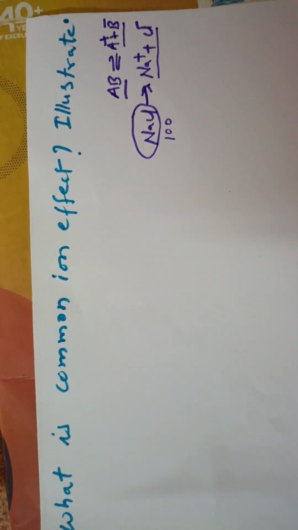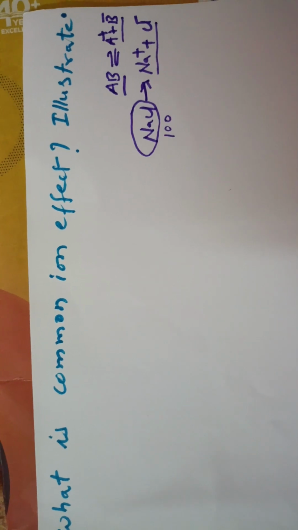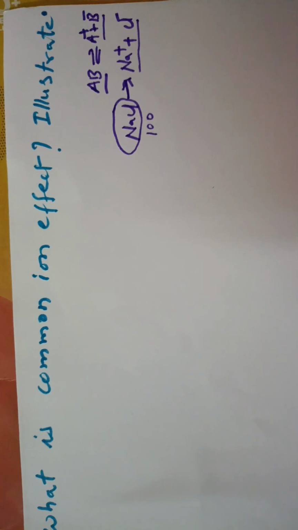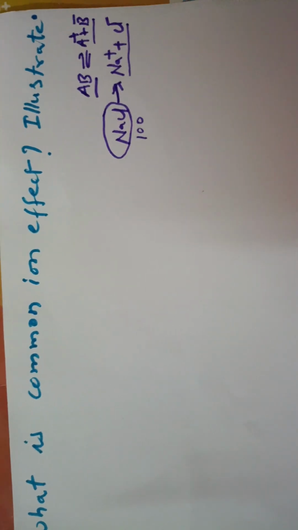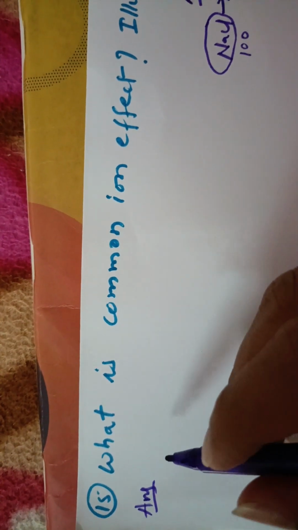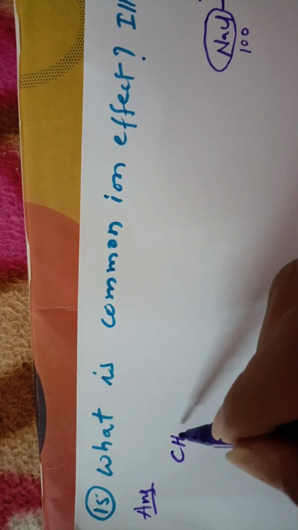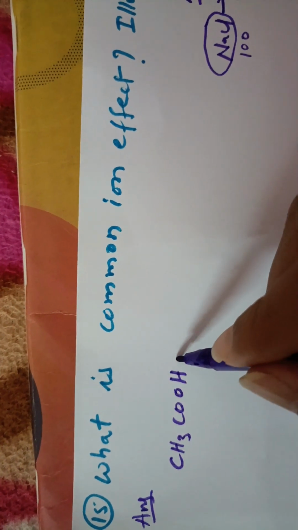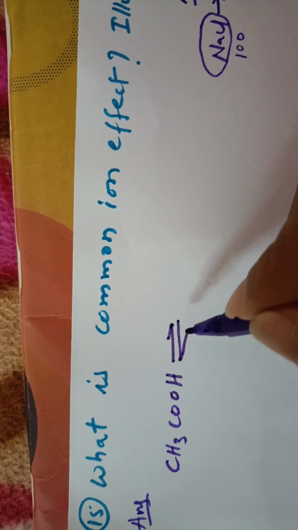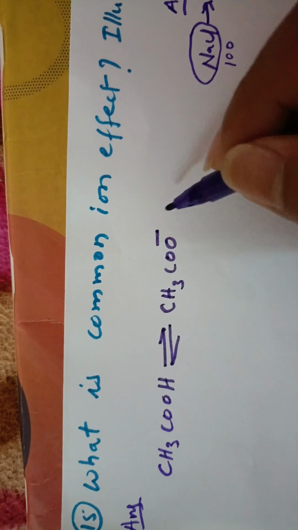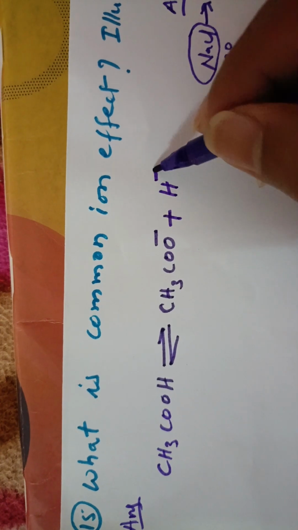Suppose you take a weak electrolyte, it dissociates into ions partially. That means not completely; only to some extent it dissociates into ions. For example, acetic acid, CH3COOH, dissociates into ions like CH3COO minus plus H plus.